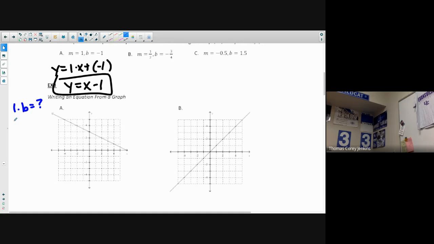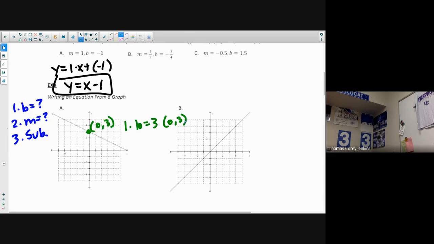And then step 2 is M equals what? And then step 3 is we sub everything in. Okay. All right. So on this one, example A, step 1, what is B? Where does it cross the y-axis? It goes through the point (0, 3). So we could say B equals 3 or (0, 3).